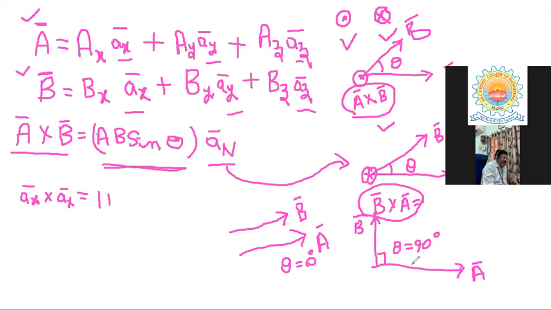If the angle is in between 0 and 90, less than 90 degrees, then sine theta is always less than 1. So you will get a magnitude less than that.